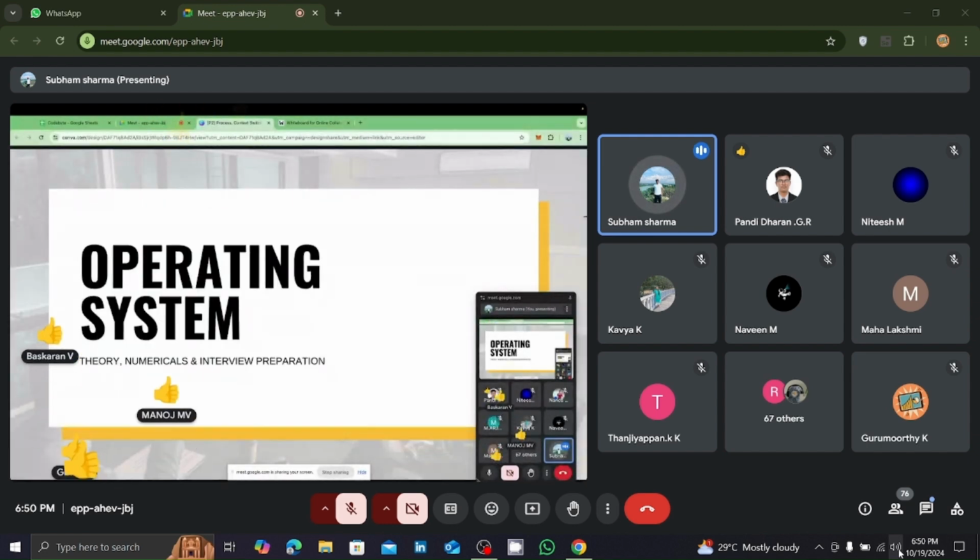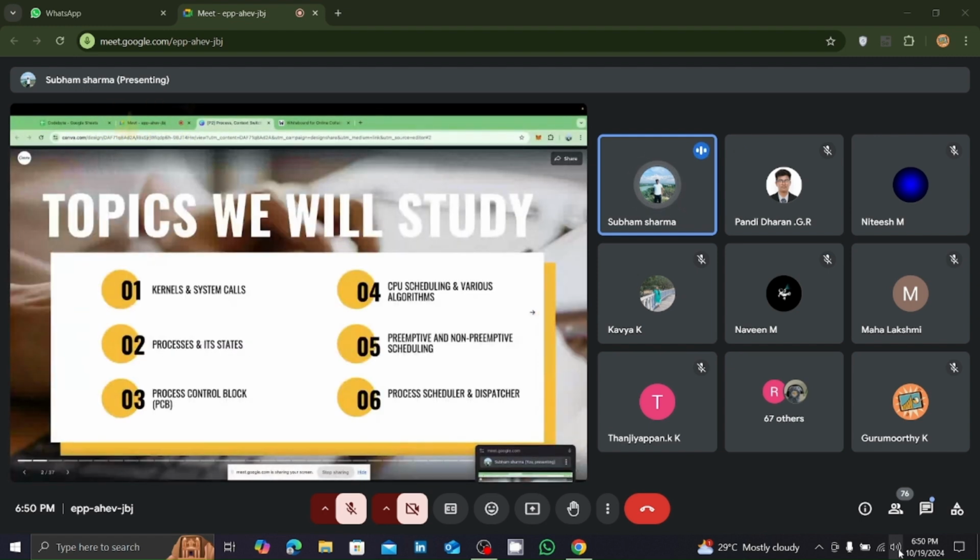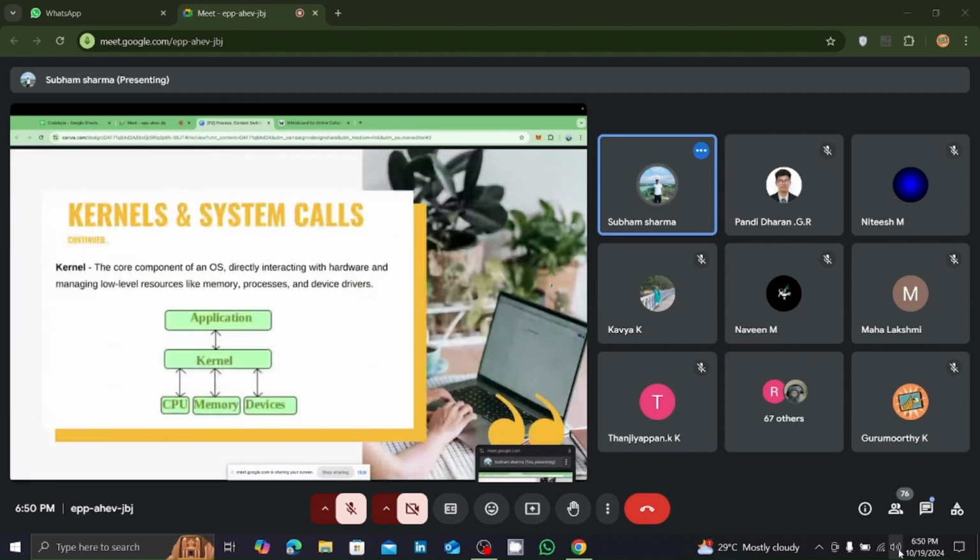So let's see what is there in this PPT. Kernel and system calls, process and states, process control block, CPU scheduling, various scheduling algorithms, preemptive, non-preemptive, process scheduler, and dispatcher. So what is a kernel? What are system calls?